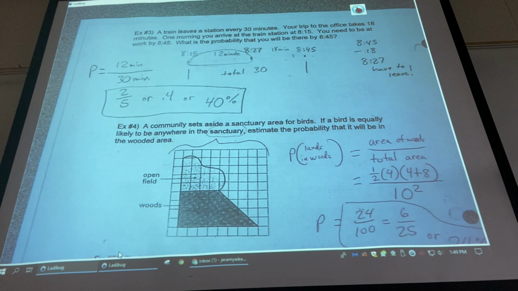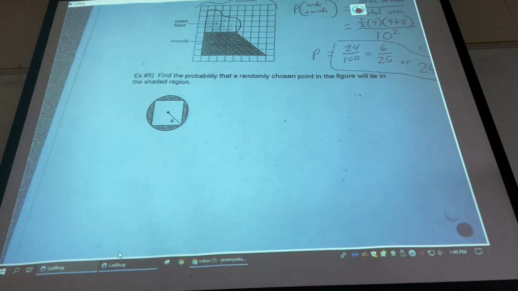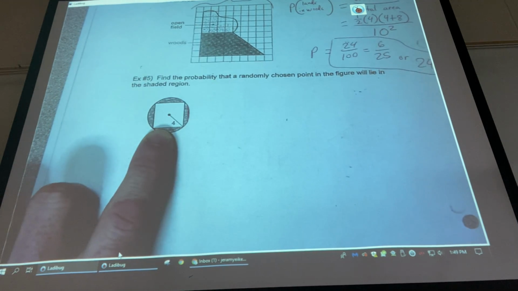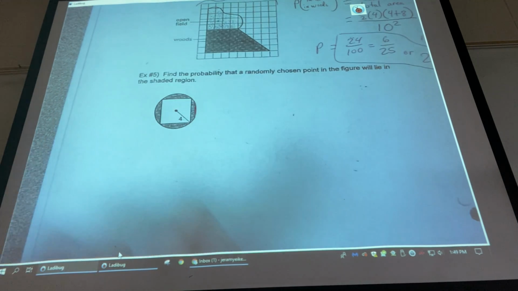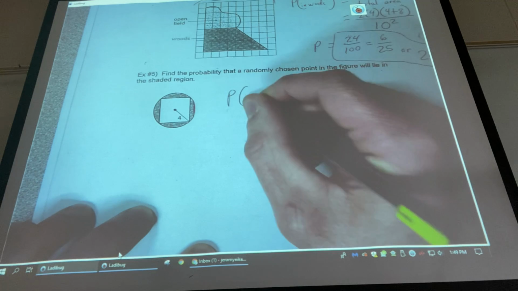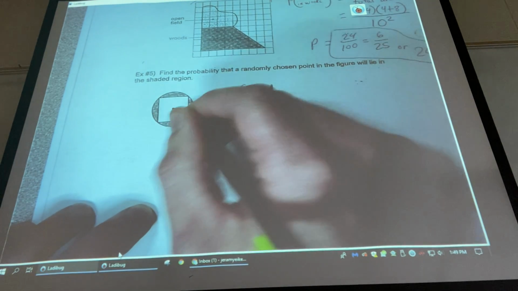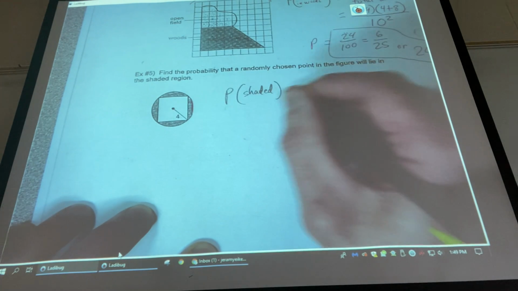Well, we got one more to do, don't we? That looks like a geometry problem, doesn't it? All right, so example 5 says, find the probability that a randomly chosen point in the figure will lie in the shaded region. So we want the probability that a point chosen at random is shaded.